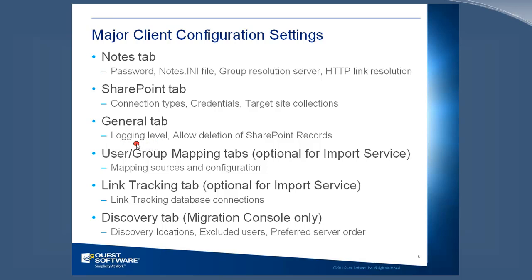Another one is allow deletion of SharePoint records. By default, this is turned off. This is a safety measure. But most people want to run migration jobs the way I've been running it in most of my demos, where I delete the prior contents of a list and remigrate the whole list. So if you want to enable that feature, you've got to turn that on in the options one time. And the rest of the options, I think we've covered: user mapping options, tracking options, and some of the discovery locations and excluded users.